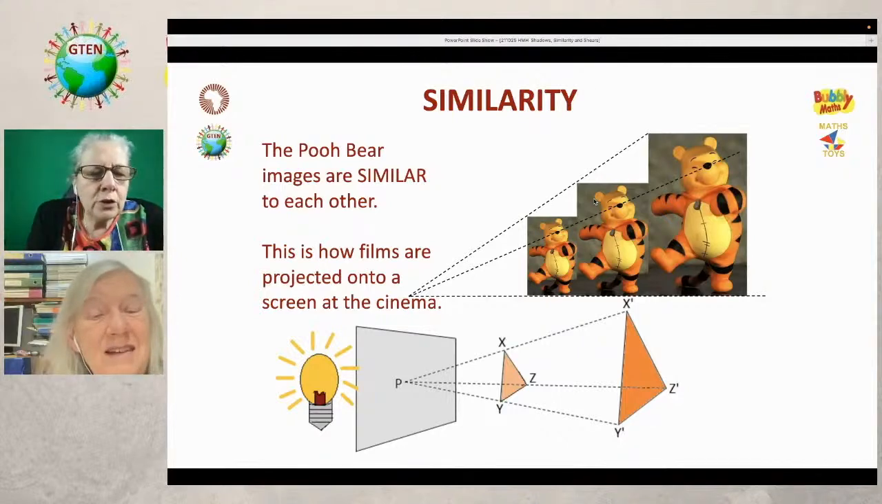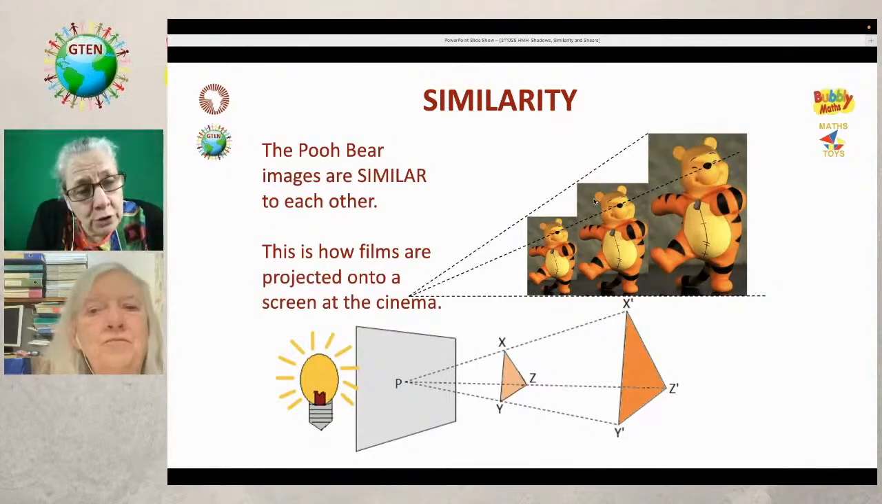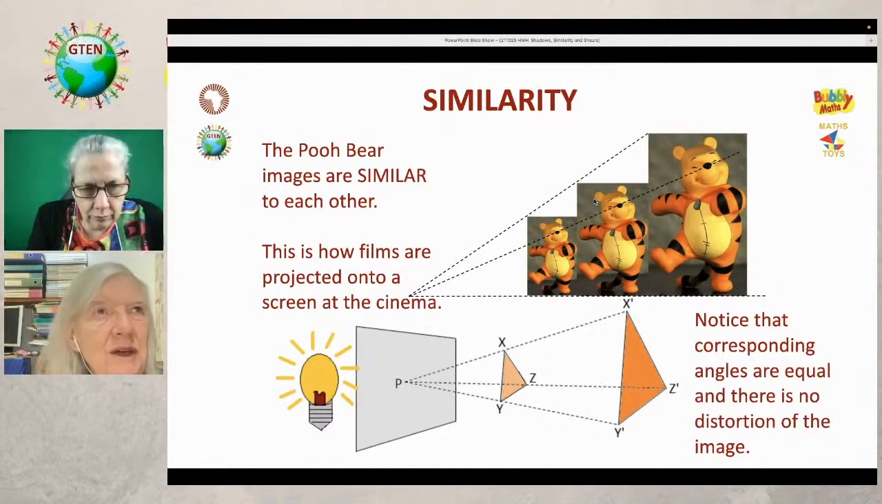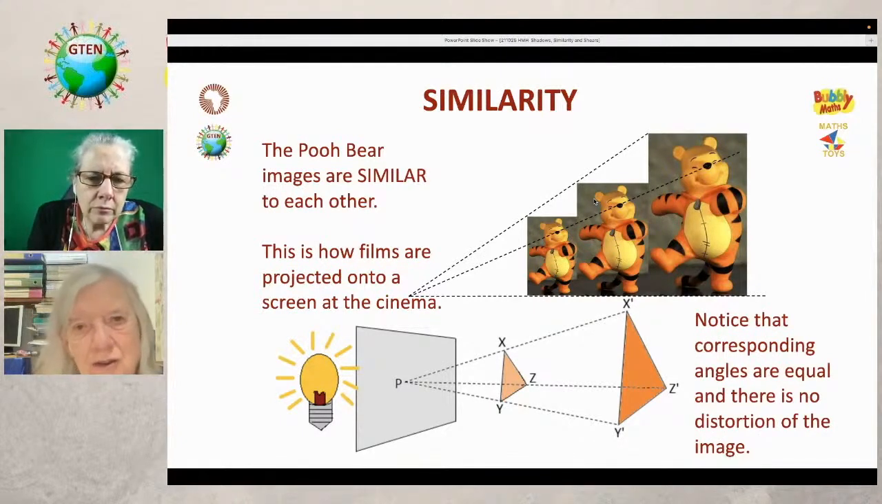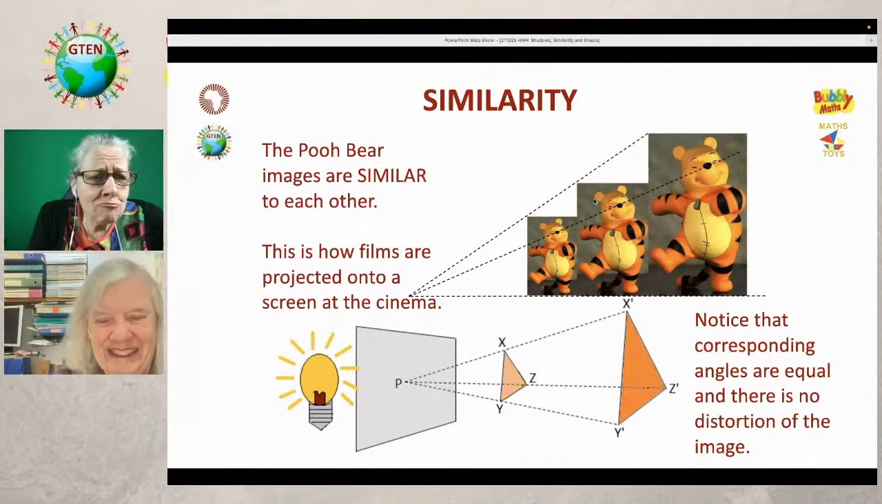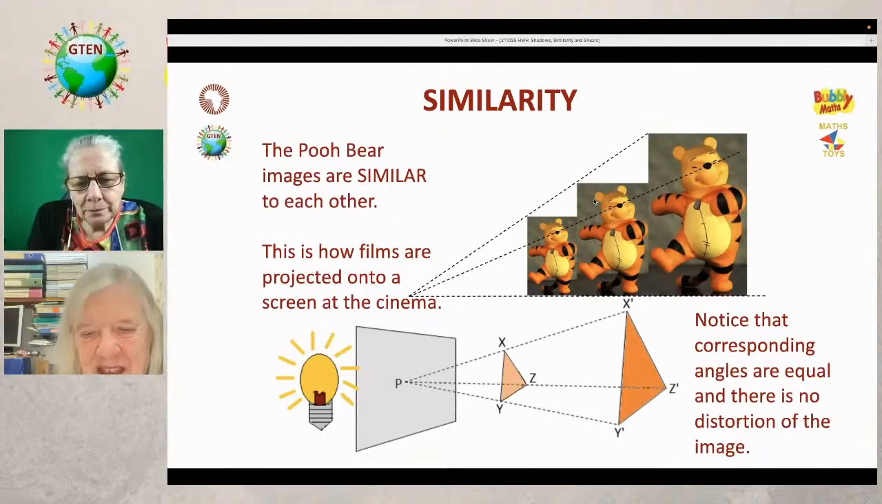So looking at a triangle, the angles are the same, but the dimensions are different, but the proportion is the same. Yes, exactly. So what you see is that there's no distortion in the image, because if you change the angles, then your Pooh Bear wouldn't look exactly like Pooh Bear. He'd look like a squishy Pooh Bear. A wonky Pooh Bear, yes. So that's similarity.